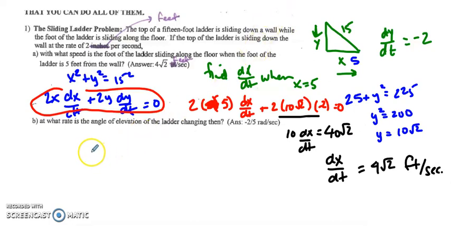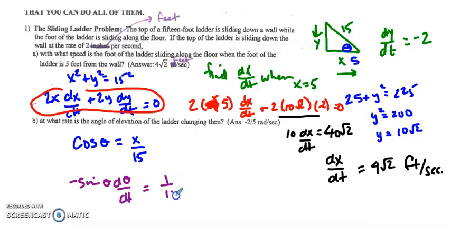Part 2 of this problem says, at what rate is the angle of elevation of the ladder changing at that moment? Here is the angle that we need, this angle of elevation. So in order to work with this, we're going to use, let's do cosine. I'm thinking that cosine of theta will be x over 15. The reason why I wanted to do cosine is because they told us that at this moment x equals 5. So if I differentiate implicitly, cosine goes to negative sine theta d theta/dt equals 1/15 dx/dt.